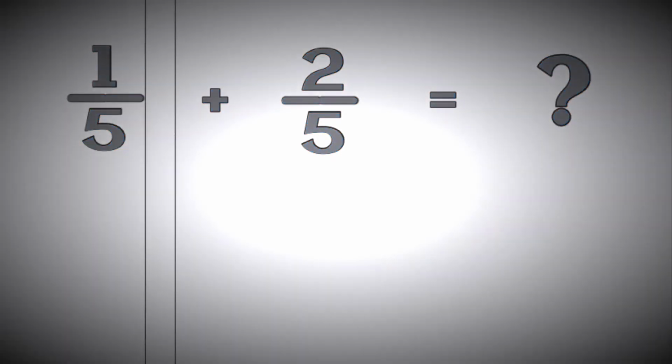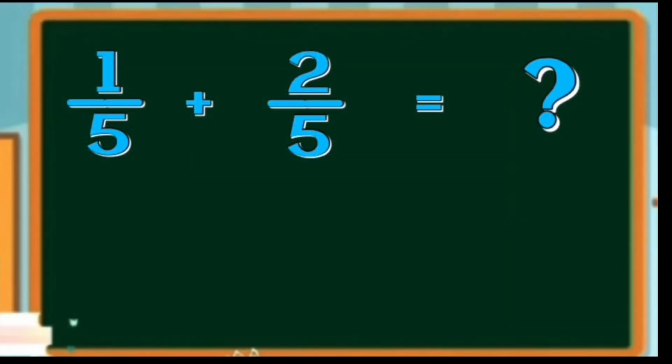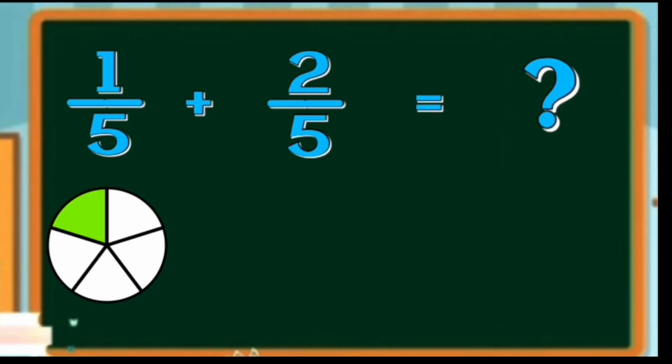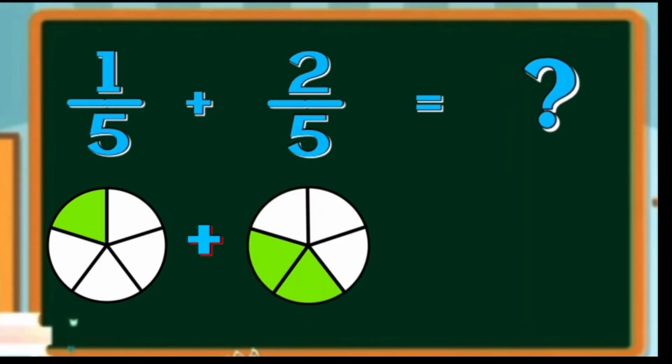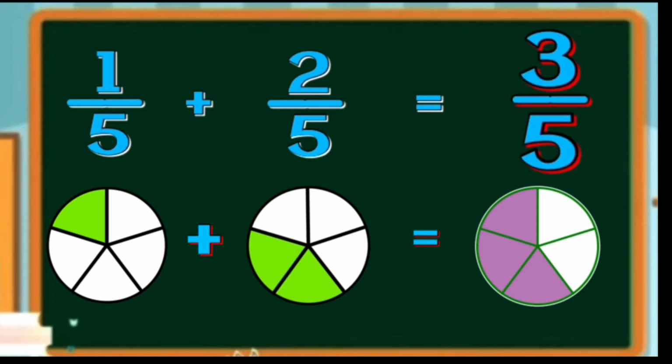How to add similar fractions? For instance, we have here 1/5 plus 2/5. Let us have some representations of each fraction. 1/5, a whole divided into 5 equal parts where one part is taken, plus 2/5, a whole divided into 5 equal parts where 2 parts are taken. Now let us count all the parts taken. 1, 2, 3. So there are 3 equal parts taken in all. That makes 3 out of 5 or 3/5.